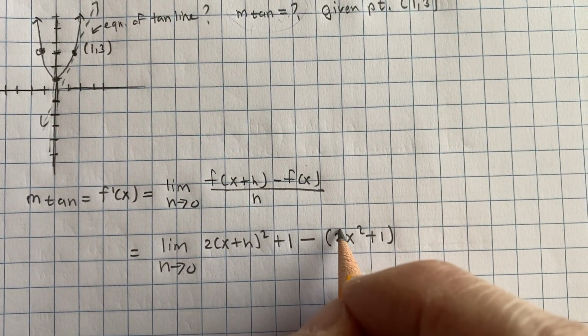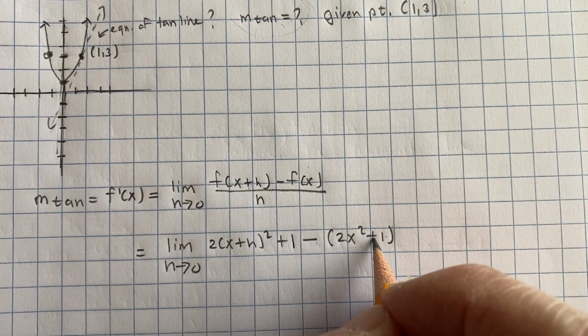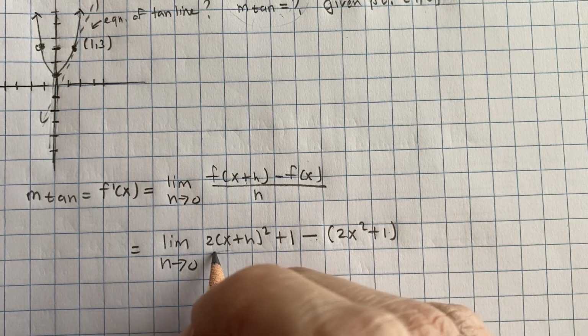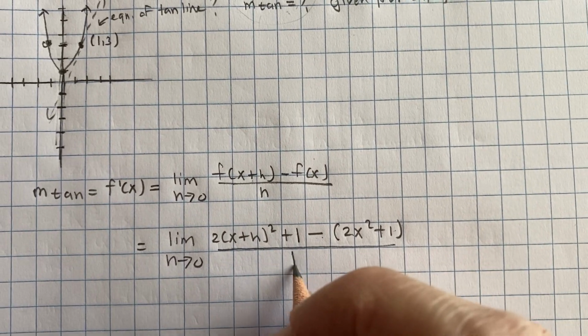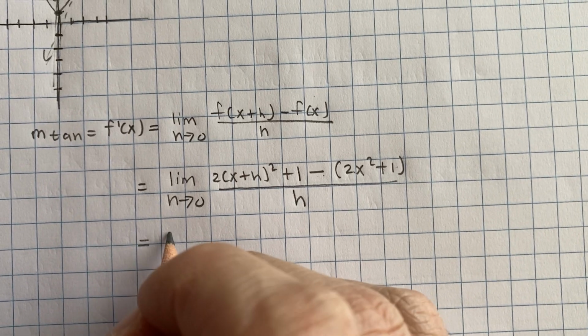So oftentimes students just write minus 2x squared plus 1 without the parentheses, then they forget to distribute the negative 1. Draw those parentheses, all over h. All right, so this one is not too bad. It's kind of like our first example on the previous page.